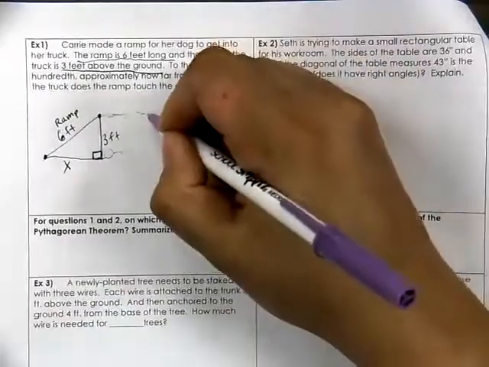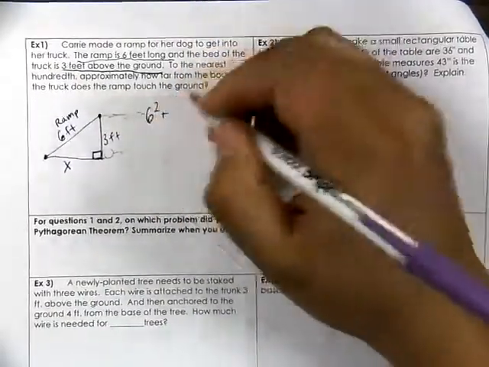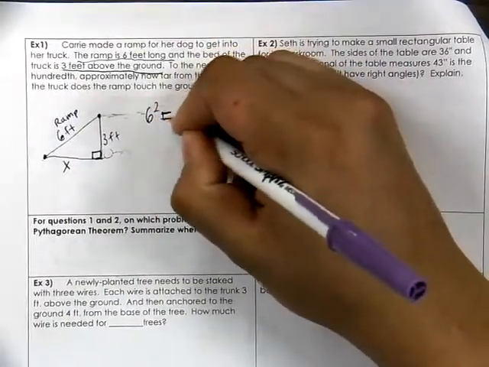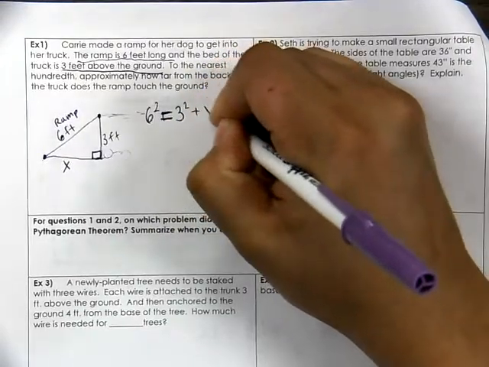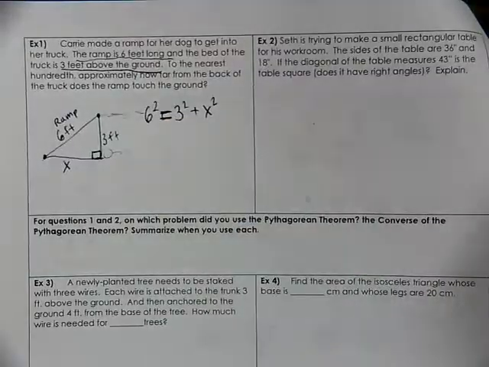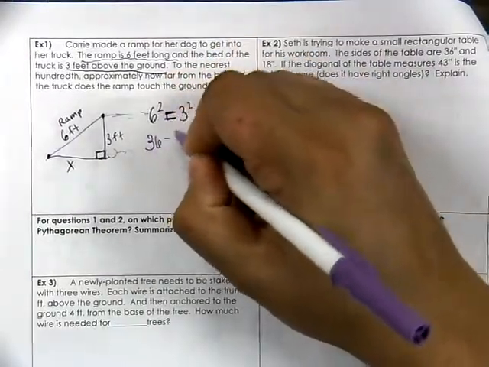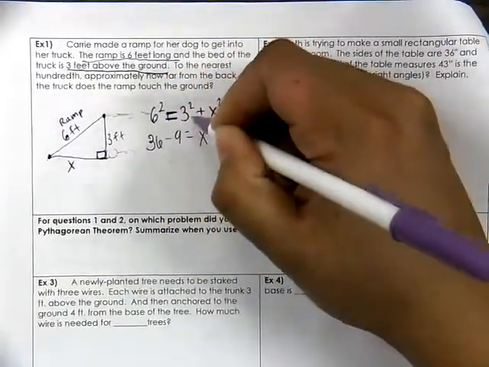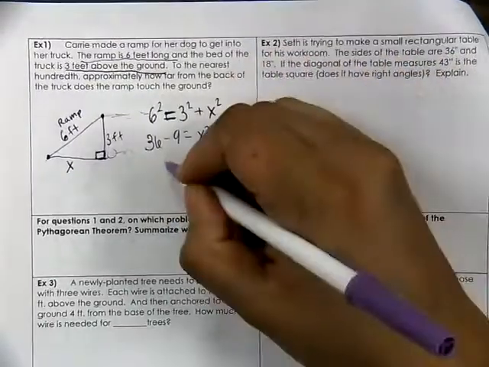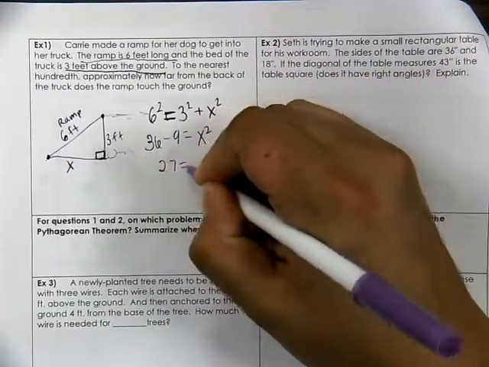So we would use the Pythagorean theorem here. You know the hypotenuse in this case, so it's 6 squared equals 3 squared plus x squared. You don't have to show every little step on these examples. If you want to, you can, but I'm just going to go ahead and do 36 minus the 9, and this comes out to 27.